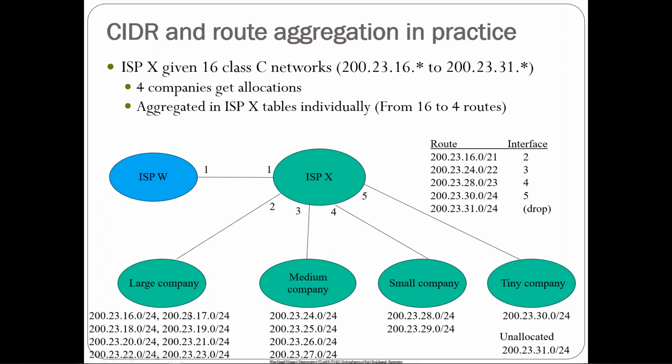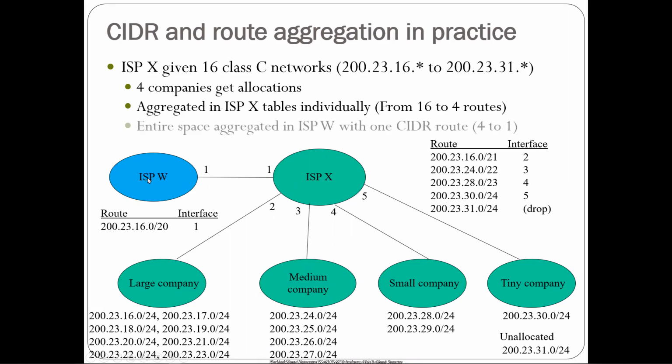So ISPX has this allocation, has these individual routes. But it needs to advertise an aggregated route to ISPW. So ISPW can get the entire aggregated space, right? So you can combine all of this into a single /20. So this is 16.0/20. ISPW only has 1 route. And this is where you get routing scalability on the internet. And it's through CIDR and route aggregation. And this is done up and down the hierarchy, right? Okay.